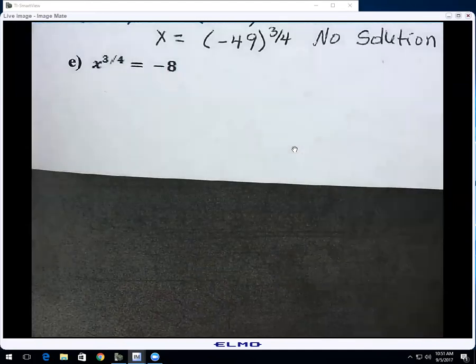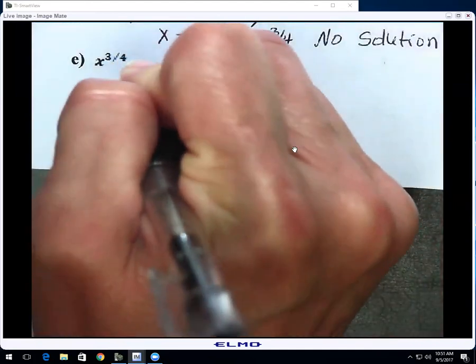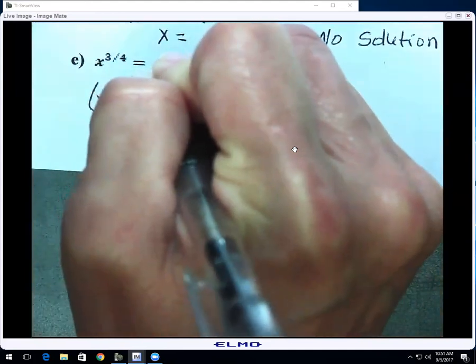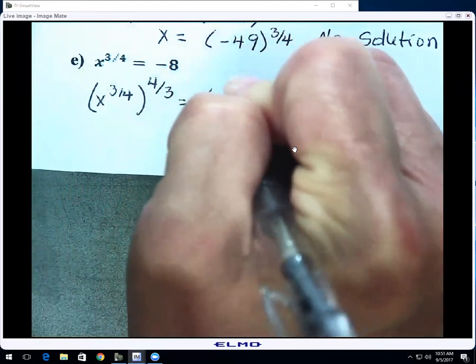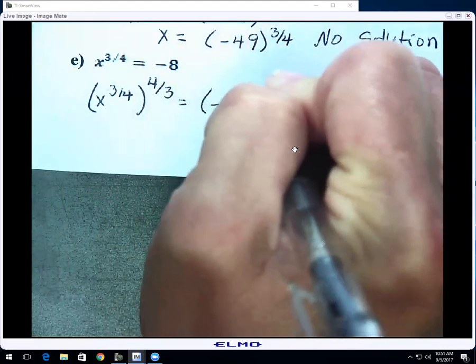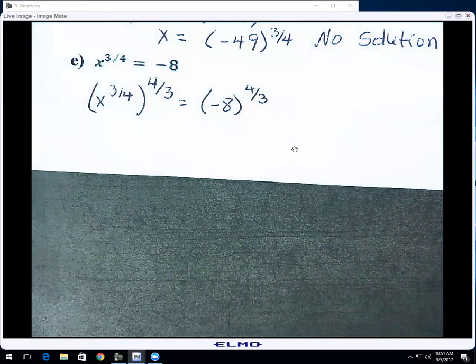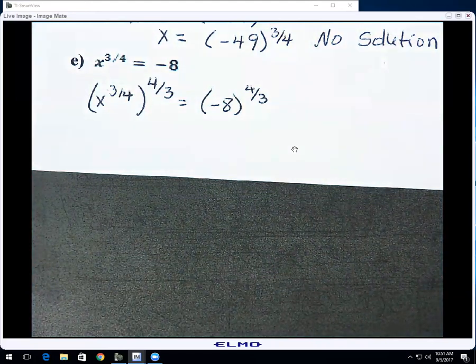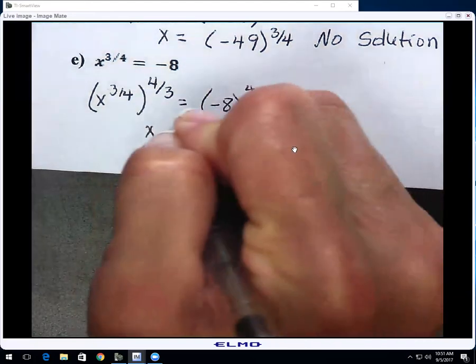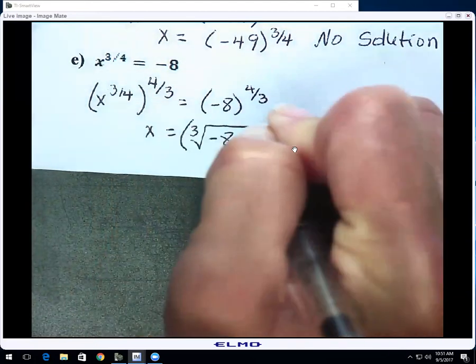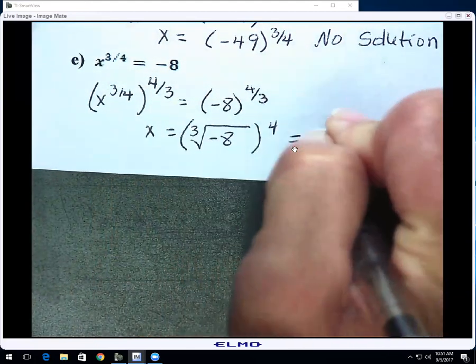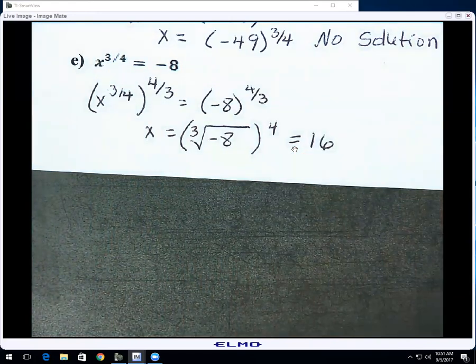The E part, when I raise both sides to the 4/3 power, doesn't have the same problem because I can take an odd root of a negative number. That would give me x equals the cube root of -8 raised to the 4th power, and that's 16.